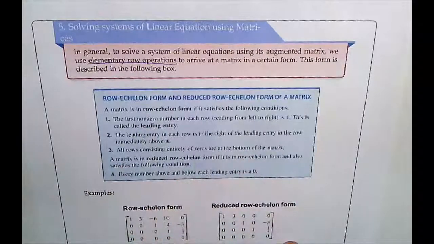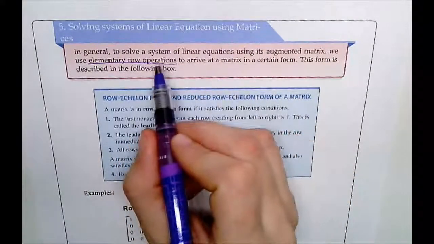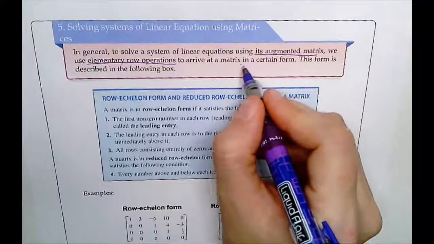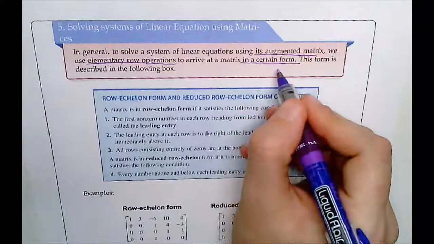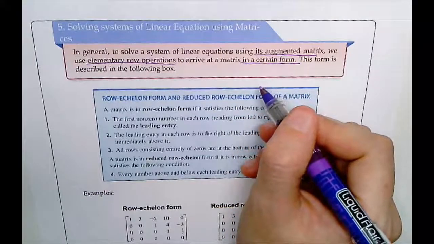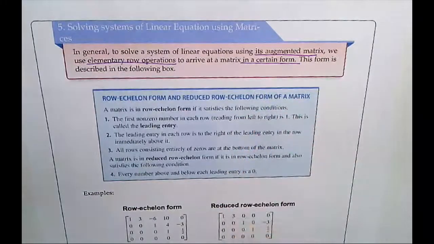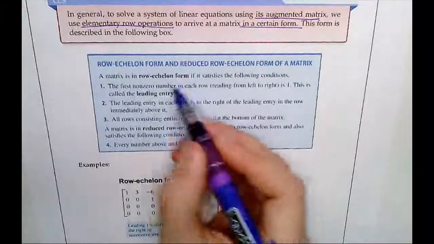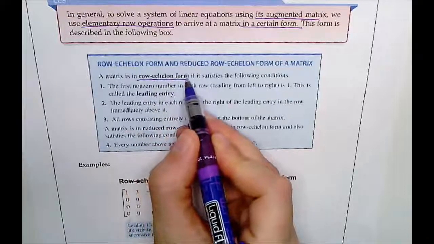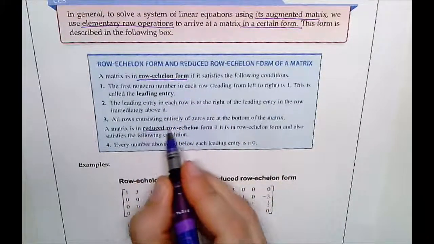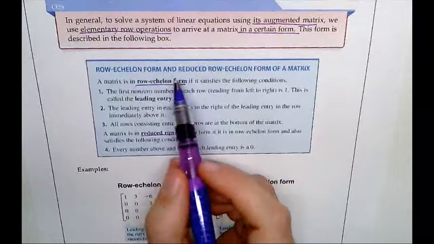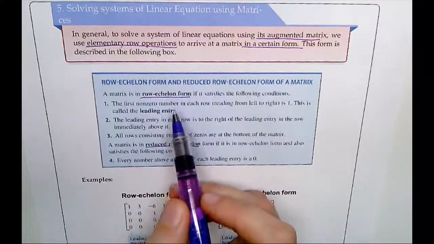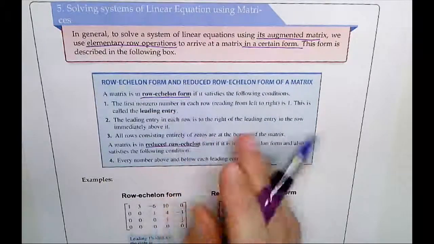Okay, so we're going to do these operations to the augmented matrix to get to a certain form, and that form is going to give us the solution to the system of equations. So let's see what that form is. The form that we have to arrive at is called either a row echelon form or a reduced row echelon form. If we have our augmented matrix and we find its row echelon form, then we're able to find the solution to the system.